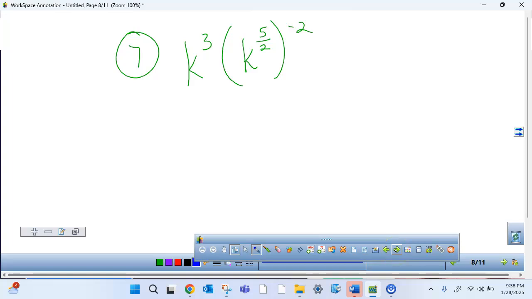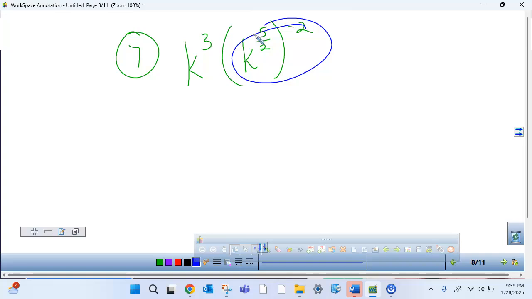Number 7, k power 3 times k to the power of 5 halves to the power of negative 2. You don't want to multiply your powers of k until you've applied the power of negative 2 to the k power 5 halves. To raise a power to a power, you multiply the exponents. So k power 5 halves times 2 is k power 10 halves, which simplifies to k power 5, and because this is negative, it reciprocates.